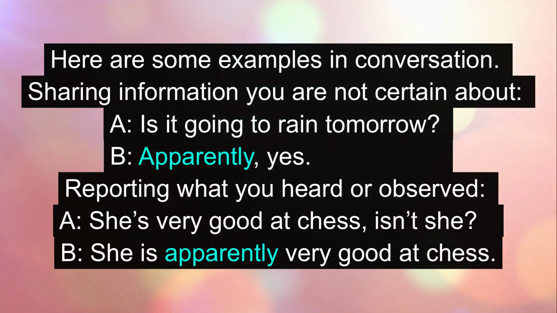Here are some examples in conversation. Sharing information you are not certain about. A. Is it going to rain tomorrow? B. Apparently yes. Reporting what you heard or observed. A. She's very good at chess, isn't she? B. She is apparently very good at chess.